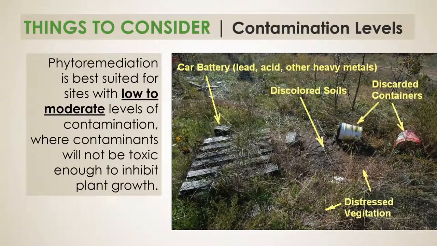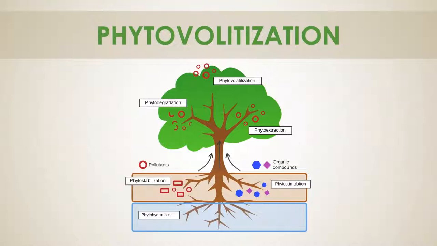All right. So another point I want to make here is that phytoremediation is really best suited for low to moderate levels of contamination. When contamination levels get too high, they usually affect the plant's ability to grow there. So for a lot of heavily contaminated sites, sometimes they really have to look at other methods to remediate those contaminants. Let's start with this diagram and talk about some different types of processes used in phytoremediation. We'll start at the top and work our way down.